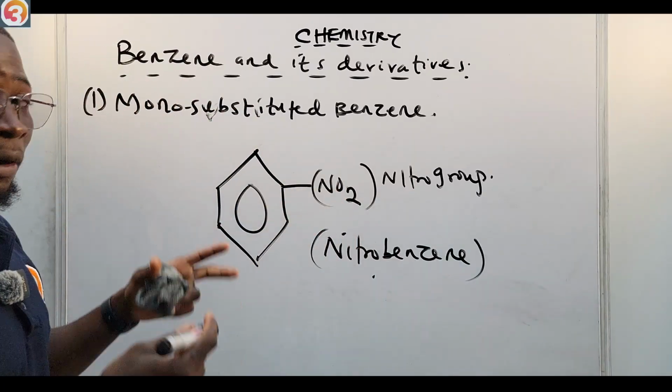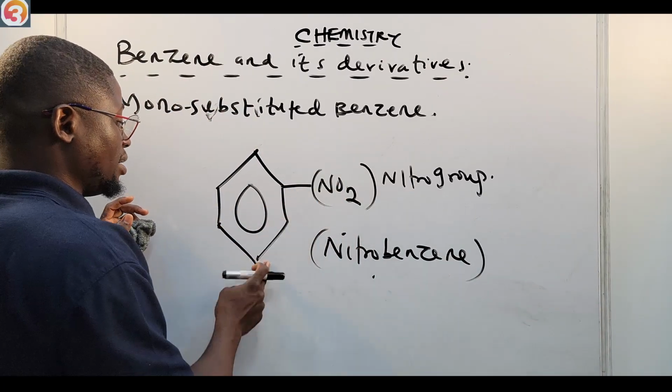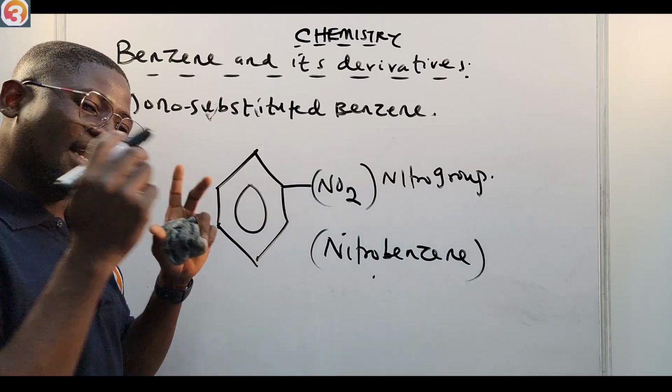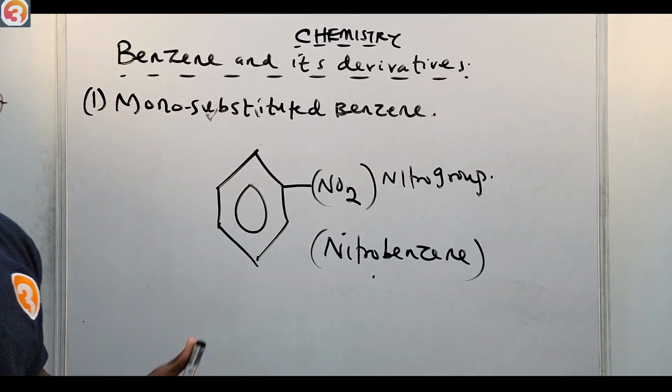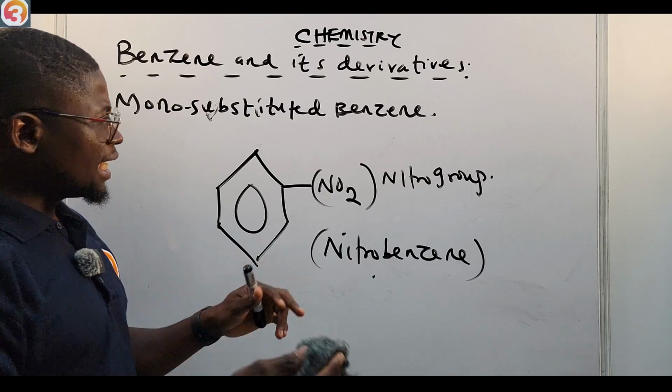So this is nitrobenzene because we have a nitro group attaching itself to a benzene ring. Remember that this group can be here, it can be here, you can put it here, you can put it here. When we have a nitro group attaching itself to a benzene ring, we call it nitrobenzene.